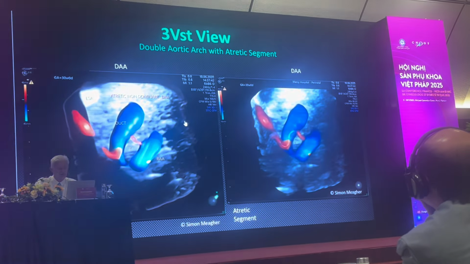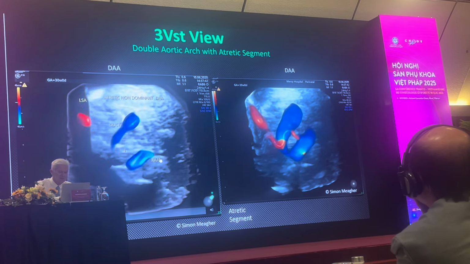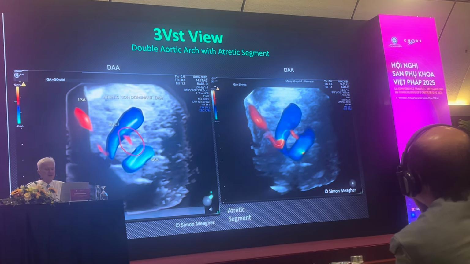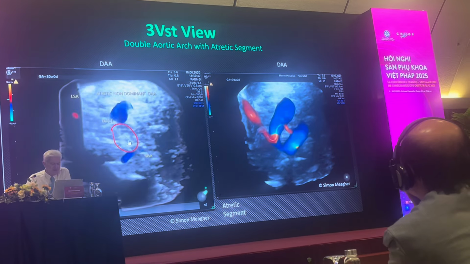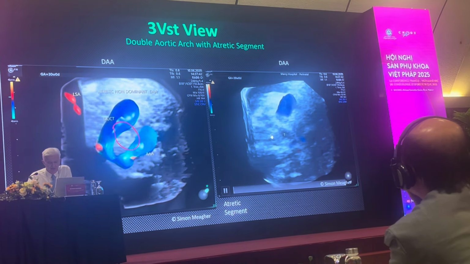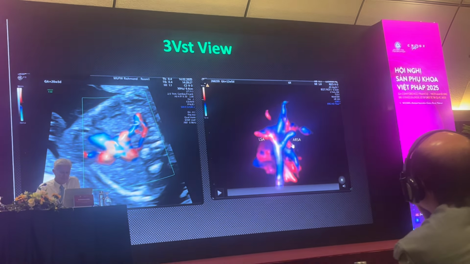So this is a three-vessel tracheal view. We'll show these. Sometimes one of the branches may be atretic, and this is a double aortic arch with a left atretic branch on both the stick and the rendered image.